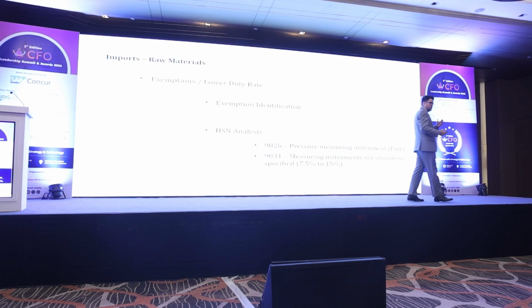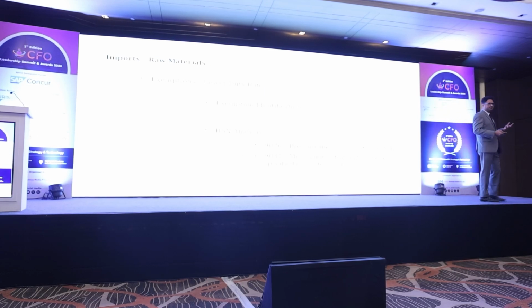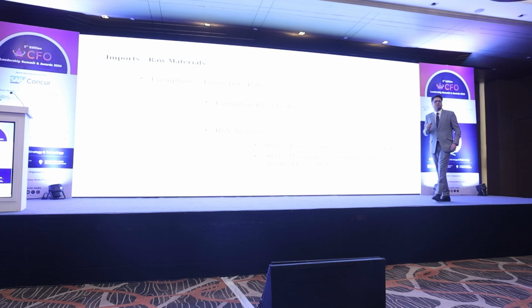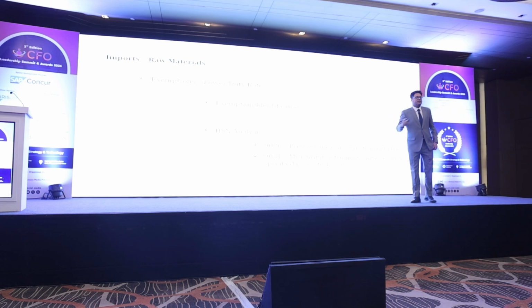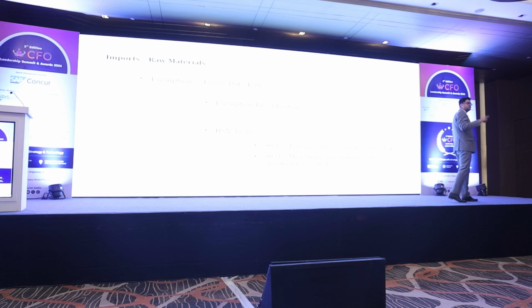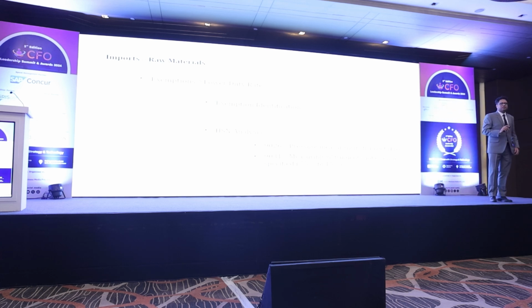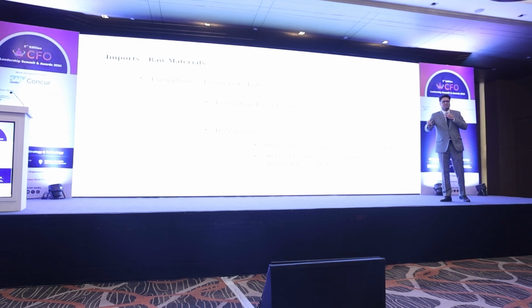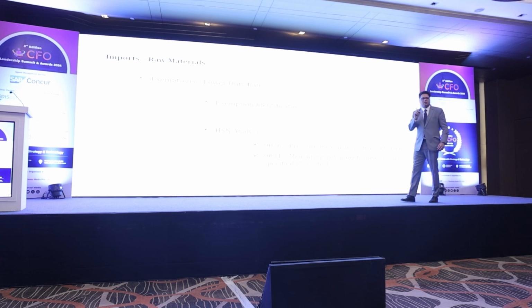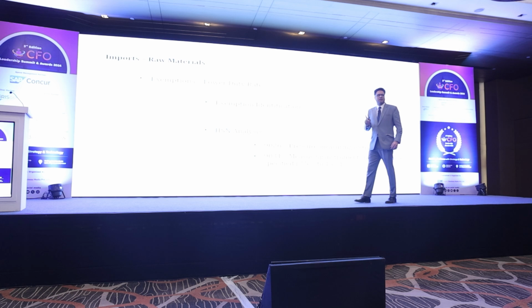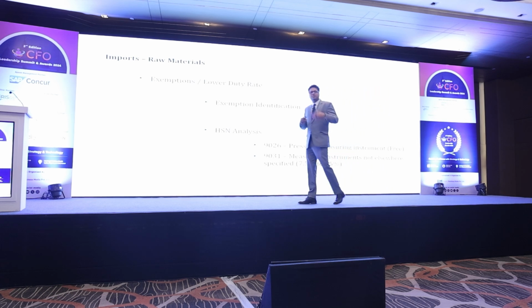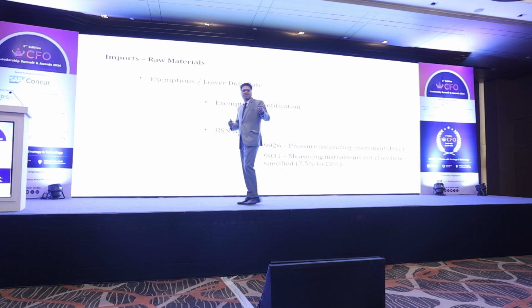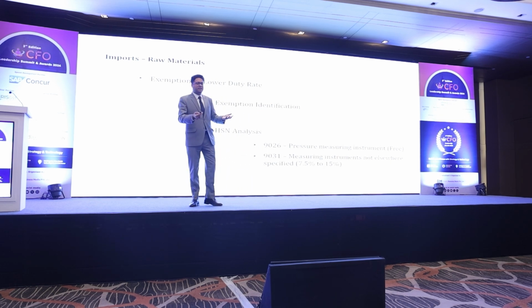So the pressure measuring apparatus can be classified under 9026 and can be classified under 9031. The entity was classified under 9031 and paying customs duty, BCD, at 15%. The correct classification is 9026, where BCD is nil, 0 BCD. So it is important to analyze your HSN code also. There may be a situation you are paying higher duty than what you should have been paying.